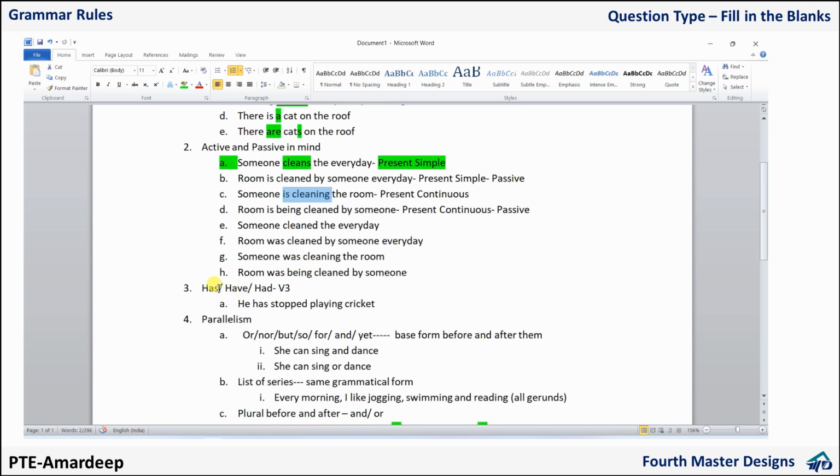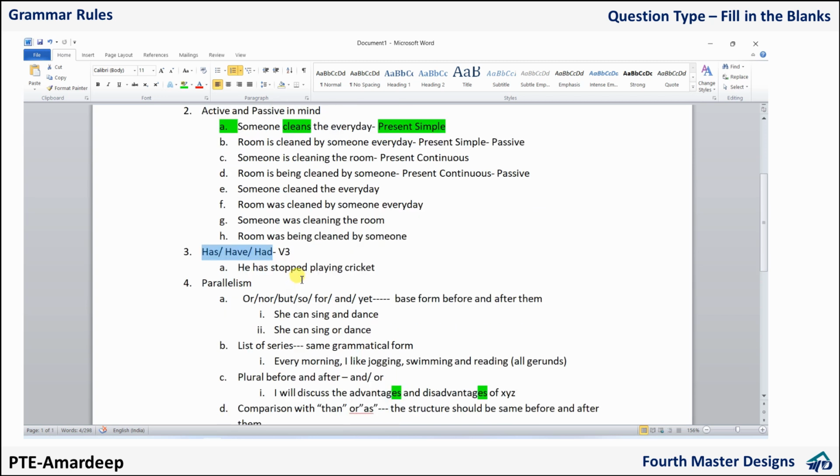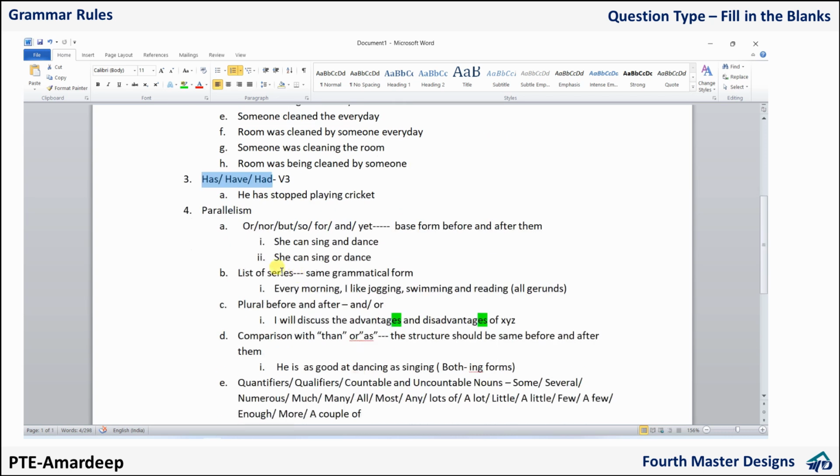Then keep basic things in mind. Has, have, had, third form. Likewise, will is there. With will, first form I have already discussed. Will have, it will be your third form. Have been, it is going to be again ing. Then parallelism. Whatever is before and, or whatever is before or, it has to be the same thing after these. Whatever is before and, same thing after and. Whatever is before or, same thing after or.